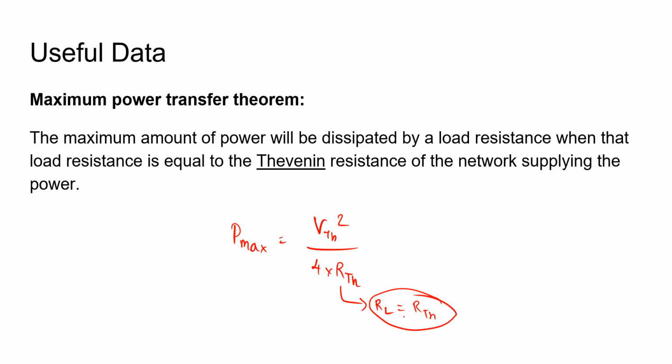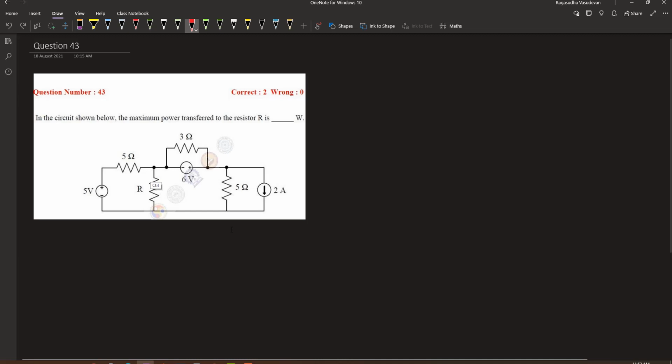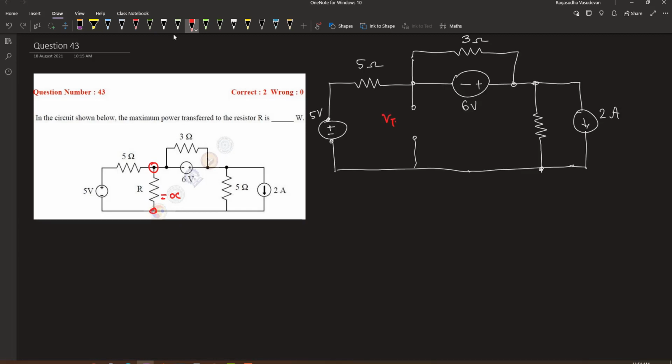Let's make use of this to solve this problem. We need to find the Thevenin equivalent across the terminals of this load resistance. So we will replace it with an open circuit and find the Thevenin equivalent across the load terminals. VTH is the voltage across the load terminals. Let's find VTH. VTH will be 5 volt minus the voltage across the 5 ohm resistor.